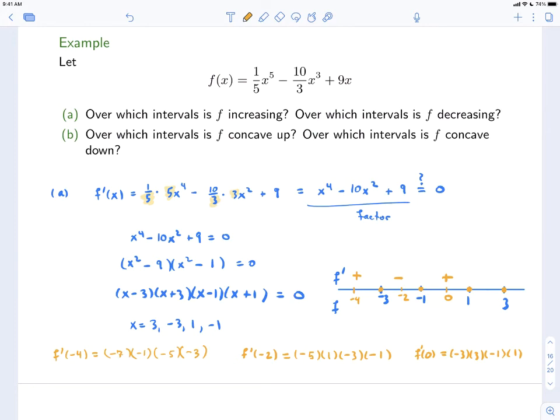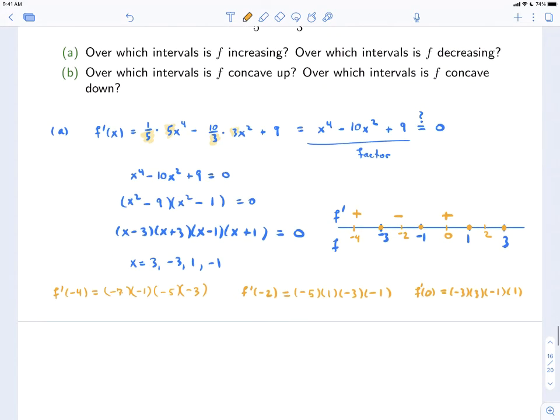Now we pick something between 1 and 3, let's say 2. Again, you can pick any number you want, but 2 is convenient. So f prime at 2 is going to be negative 1 times 5 times positive 1 times 3. So that's going to give us a negative. That's supposed to be a 5 in the middle there. So that's a 5, and that gave us a negative number.